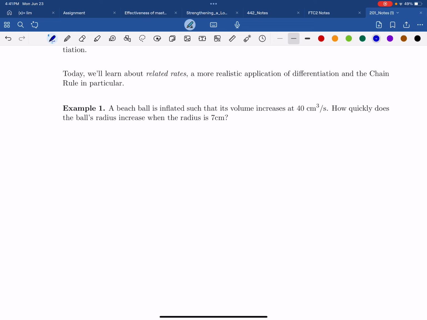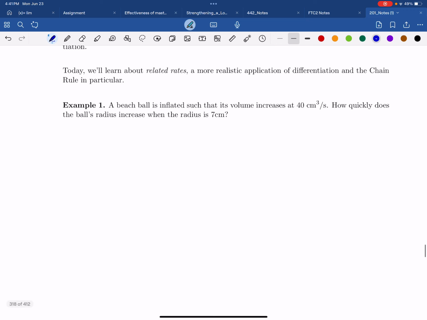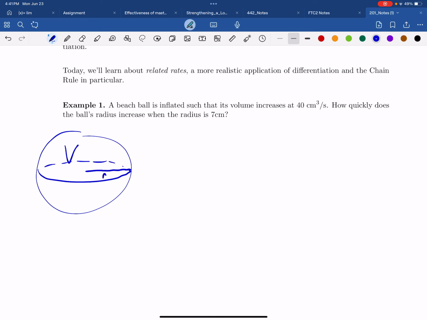Pause the video and read example 1. We don't need to draw a picture for this one, but it doesn't hurt. We've got a beach ball, something like that. We've got a radius, r, and of course the whole volume, V. And what do we know? Well, we know that the volume changes with respect to time at a rate of 40 centimeters cubed per second, right? Cubed because it's volume.